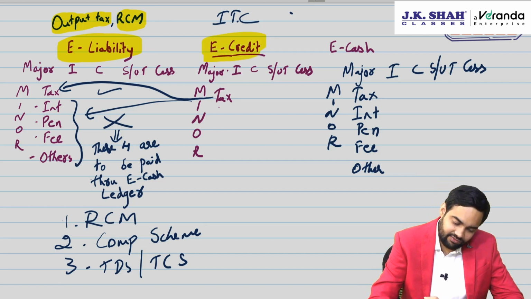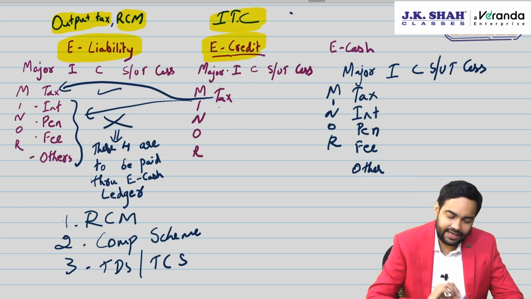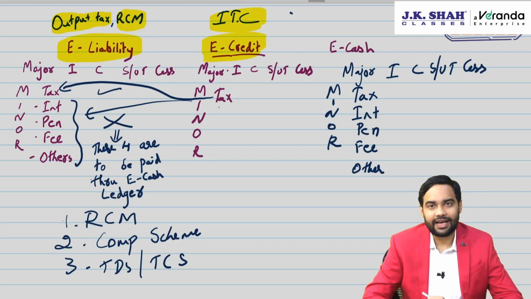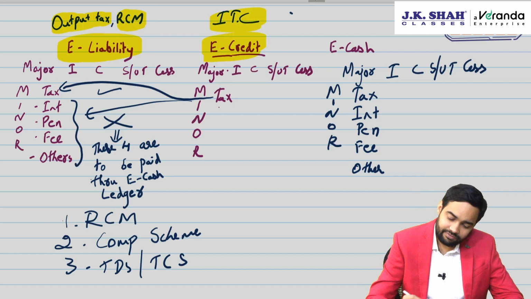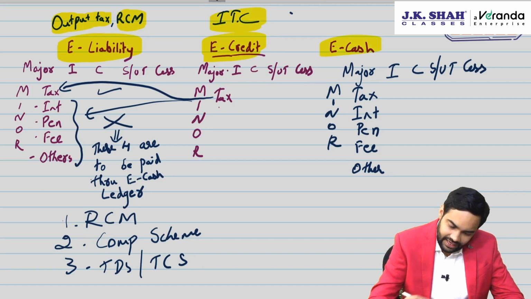E-credit ledger, where I report my ITC. So all my ITC is reported in e-credit ledger. E-cash ledger, I have to deposit money. I cannot report it, I have to deposit money.